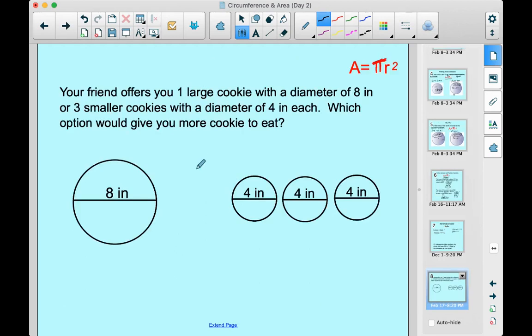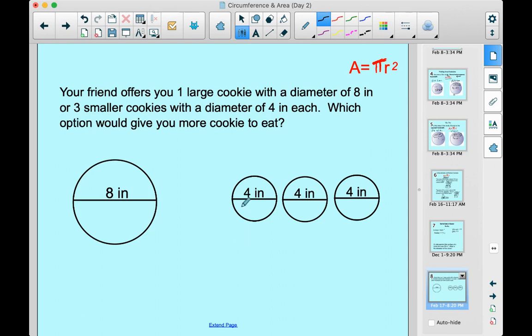All right, so let's look at a little application question here quick. Your friend offers you one large cookie with a diameter of 8 inches or three smaller cookies with a diameter of 4 inches each. Which option would give you more cookie to eat? All right, so take your time, try to figure out which one you think would give you more cookie. Then we'll come back and see if you're right.